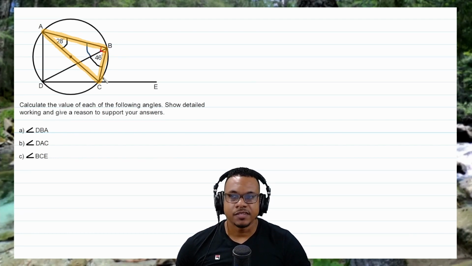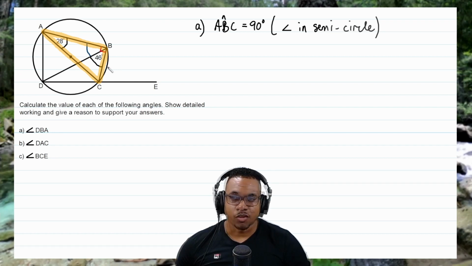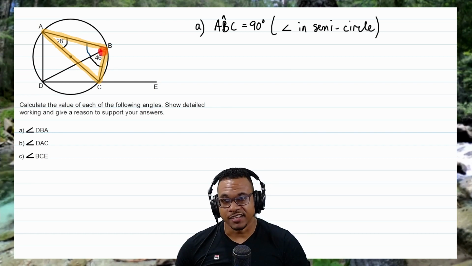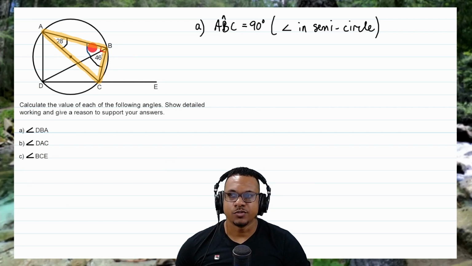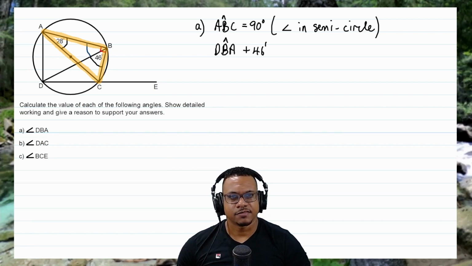angles. But first, I'll have to give my reason for saying that this angle here is 90 degrees. So for part A, I'll have angle ABC is equal to 90 degrees. And my reason would be angle in a semicircle. So now that I have my reason for putting this 90-degree angle here, now I can say that these two angles here are complementary. So I'll have angle DBA plus 46 degrees is equal to 90 degrees.